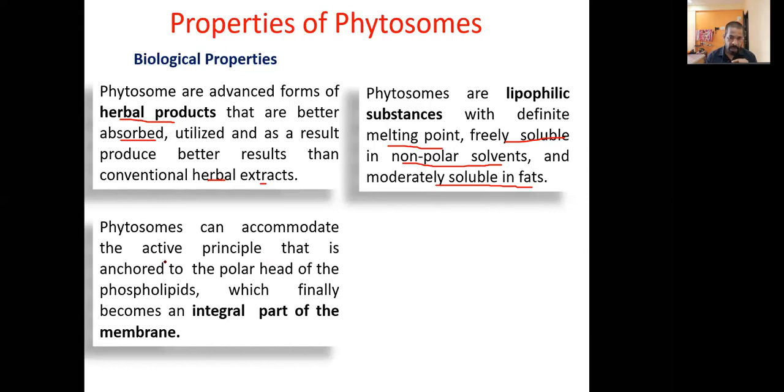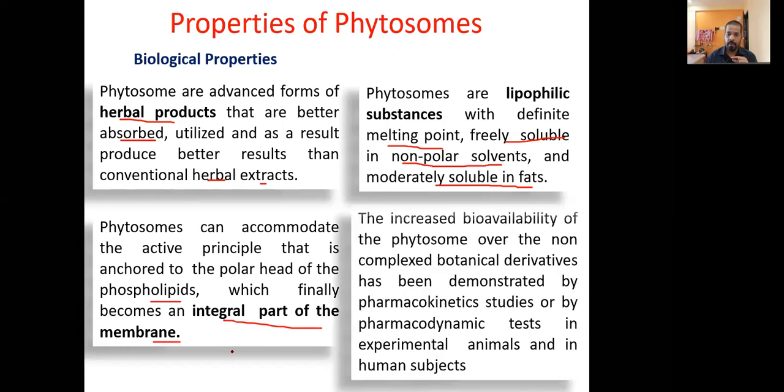Phytosome can accommodate the active principle that is anchored to the polar head of phospholipids, which finally becomes an integral part of the membrane. And the increased bioavailability of the phytosome over non-complexed botanical derivatives has been demonstrated by pharmacokinetic studies or by pharmacodynamic tests in experimental animals and in human subjects.